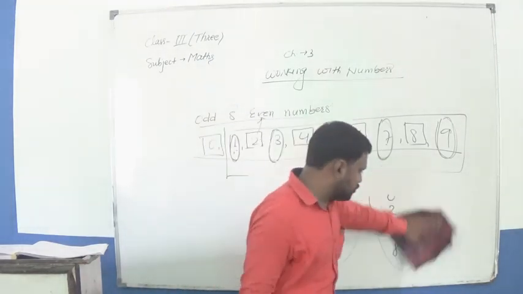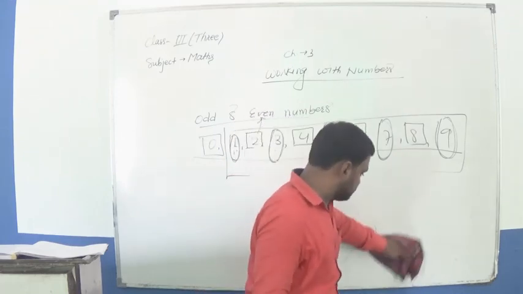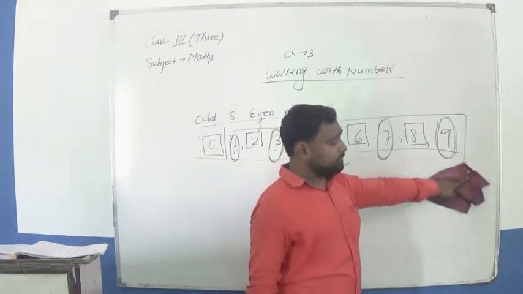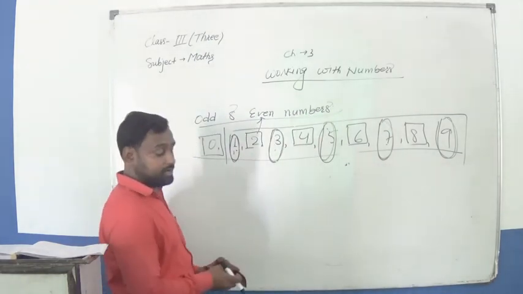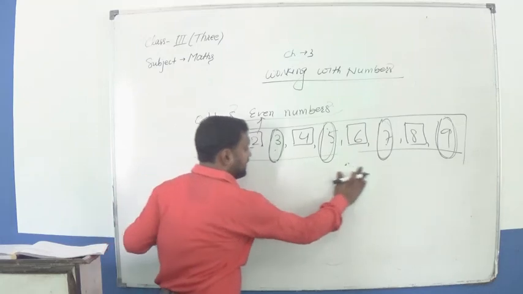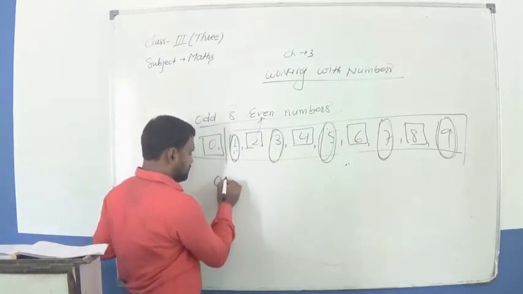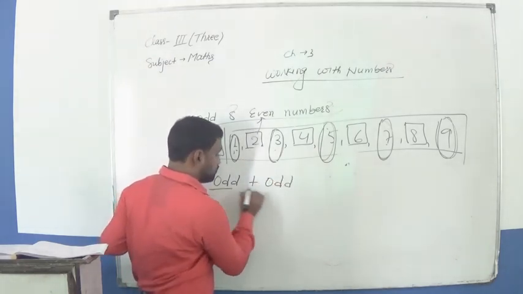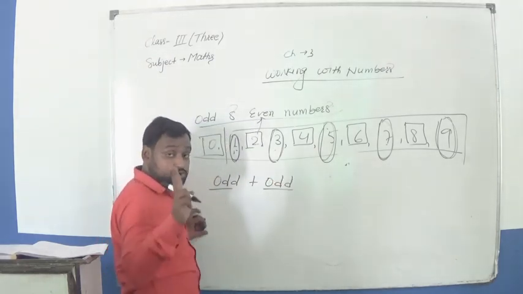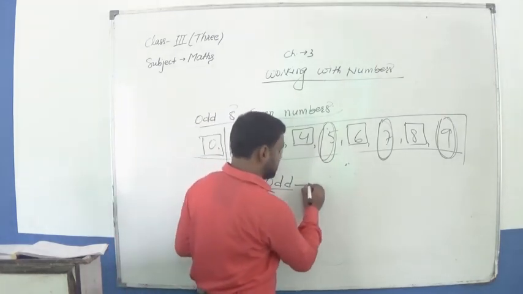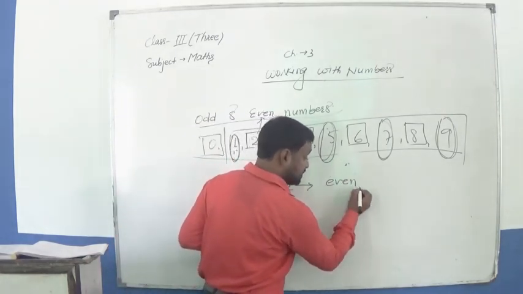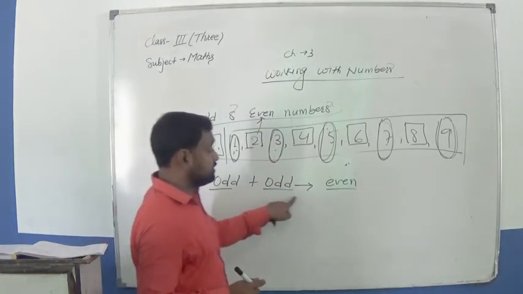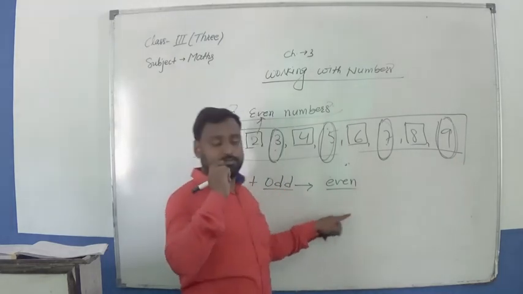Okay, one more thing you have to keep in mind regarding the adding properties of odd and even. Just listen. First, when we add two odd numbers, odd plus odd, it becomes an even number.